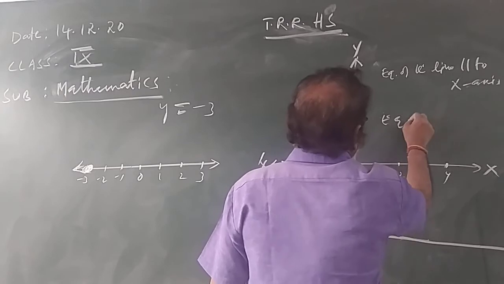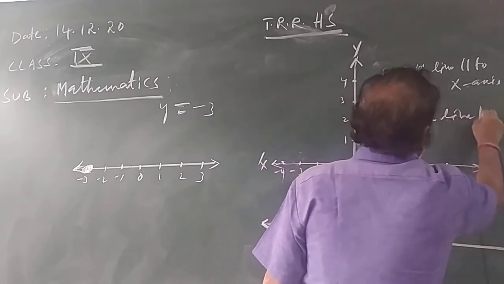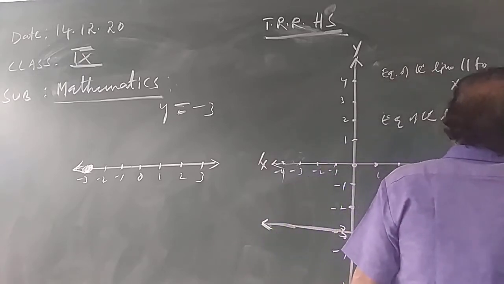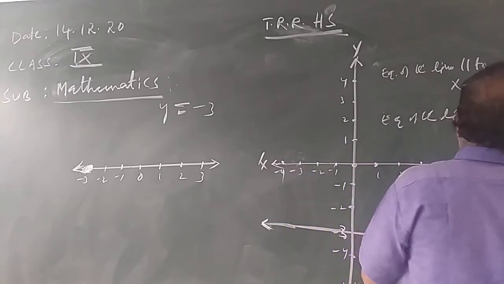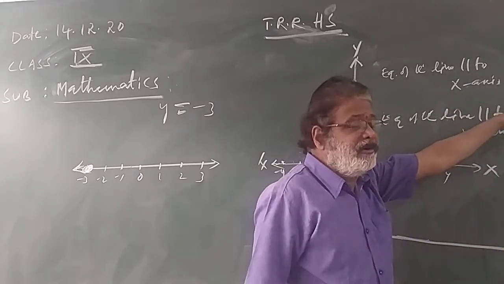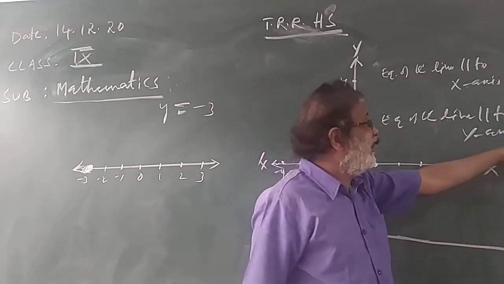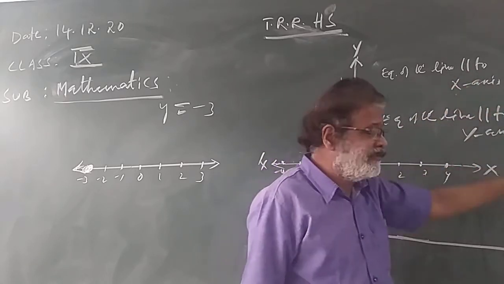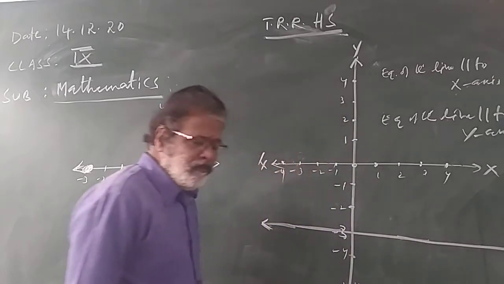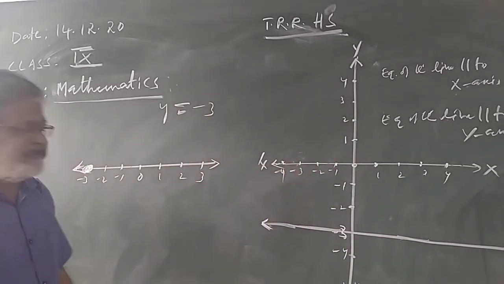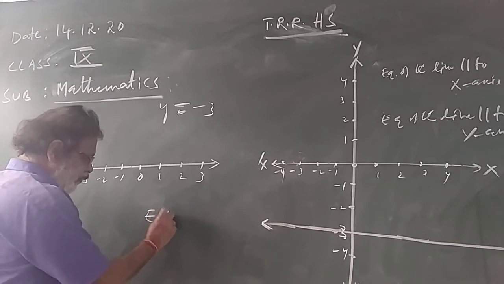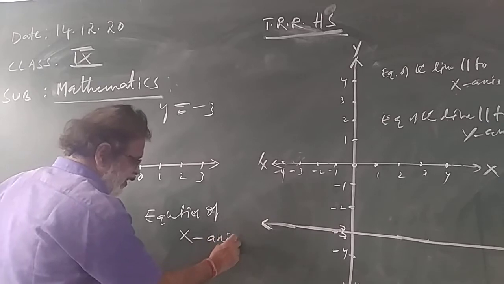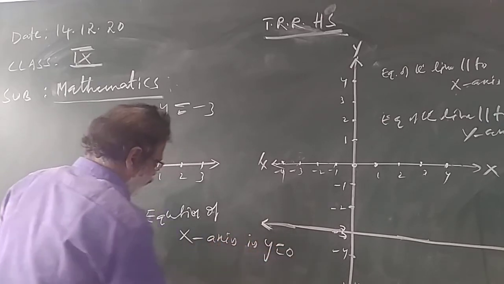Equation of the line parallel to y-axis at the distance of k is x equal to k. Parallel to x-axis means y is equal to k. Parallel to y-axis means x equal to k. Simply, equation of x-axis is y is equal to 0.